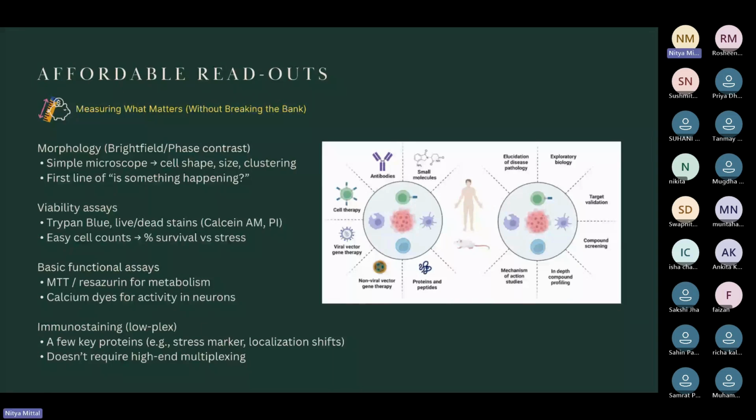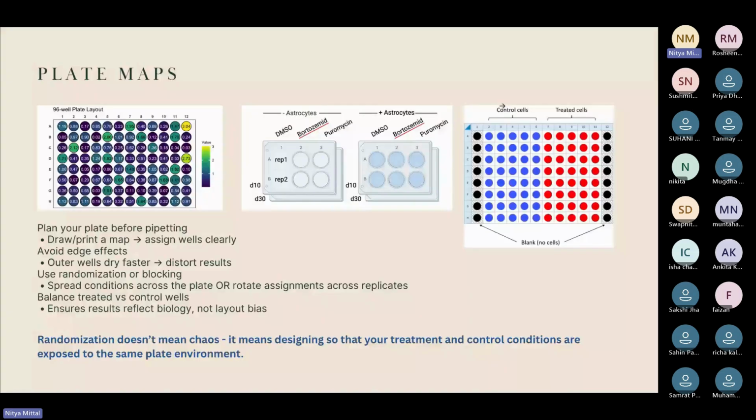Plate maps. This is more like a plate maps and randomization section. And you would see that I have three different types of plate maps on here. The reason I included plate maps as a section of disease modeling is, once you have picked your readout, now you need to design the layout so that your data is also trustworthy.